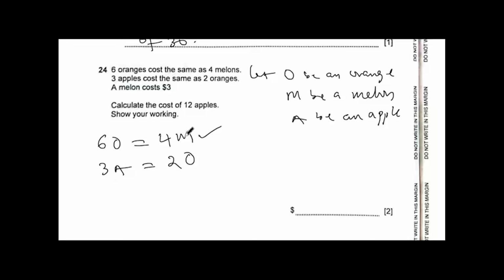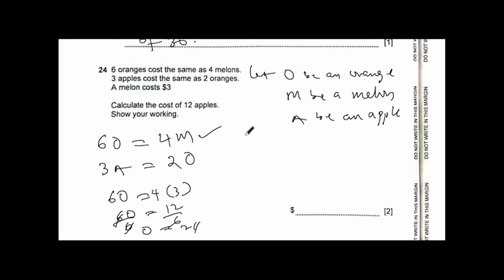Let's substitute the value of a melon for M. So that will be 6O equals 4 into $3. That will be 6O equals 12. Let's divide both sides by 6 to get the value of O, which is an orange, and that will be 2.